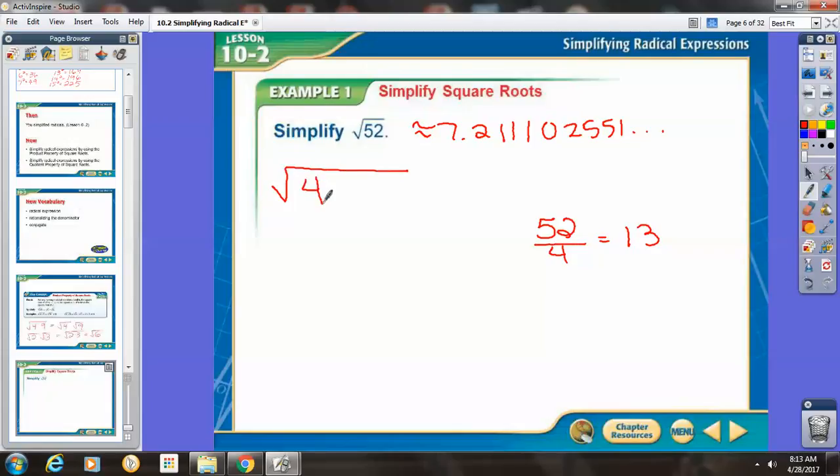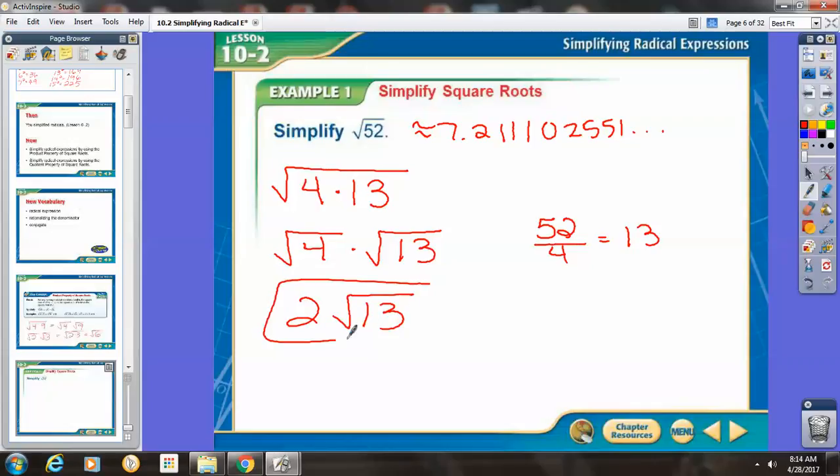So let's replace 52 with 4 times 13. Now using that product property that we just talked about a second ago, it's allowing us to break this radical apart and say radical 4 times radical 13. I wanted to give 4 its own radical because we know it's a perfect square. Well, what is the square root of 4? 2. So I'm going to say 2 times the square root of 13. And that is my answer.